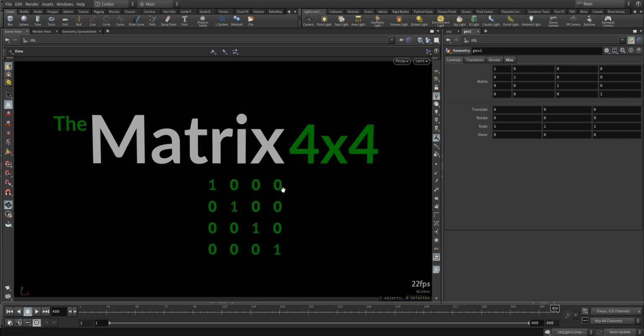Okay, starting with the 4, because really the 4x4 includes the 3. So the 3 is just part of it. There's one component missing in the 3x3. So we're going to sort of start with the whole 4x4 matrix and then go from there.